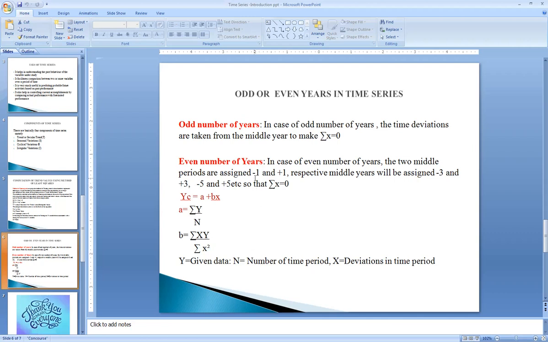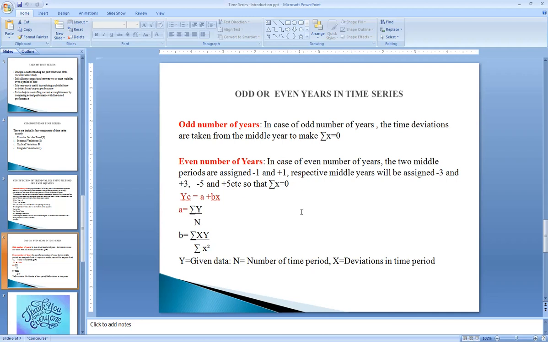Also, the marking of the values should always be in the form of odd numbers: -1, -3, -5, -7 in the upward direction, and in the downward direction we are going to mark +1, +3, +5, +7. So this is how we mark for an even number of years. For an odd number of years, the central number will be 0, -1, -2, -3 upward, and in the downward direction +1, +2, +3.